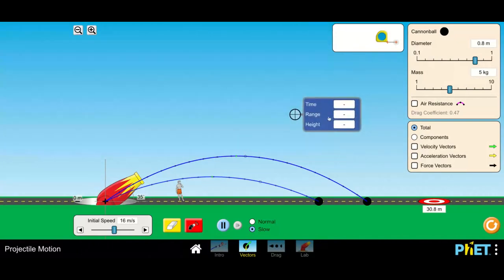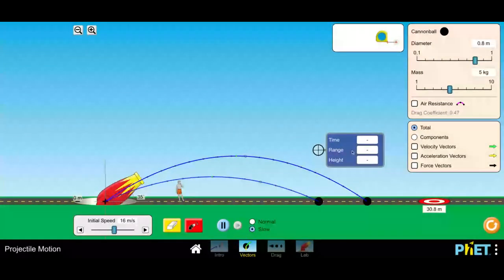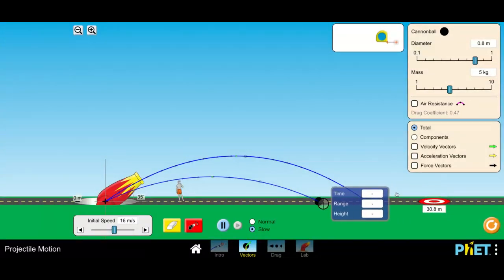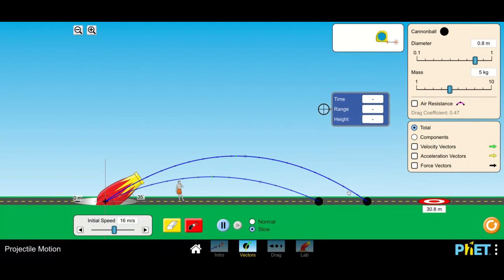One thing we can do is take this little device and we can look at, and I believe it'll tell us how long it took. So the second one took 1.87 seconds to get there, and the first one only took 1.38 seconds to get there. Okay, I'm going to keep that there. So now we can keep increasing the angle.